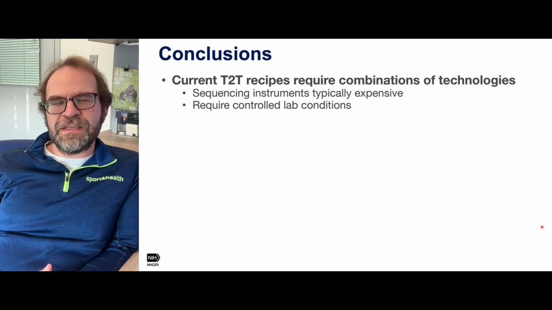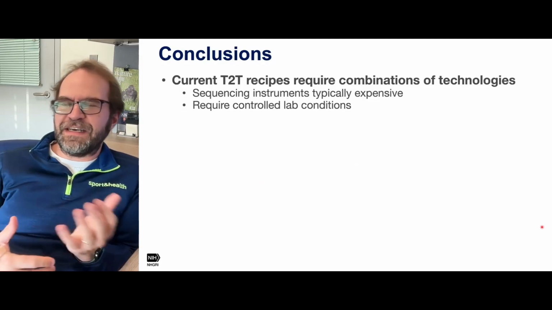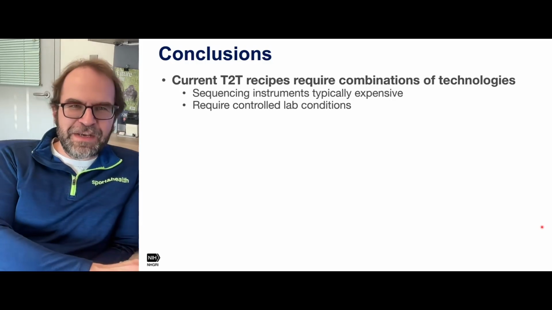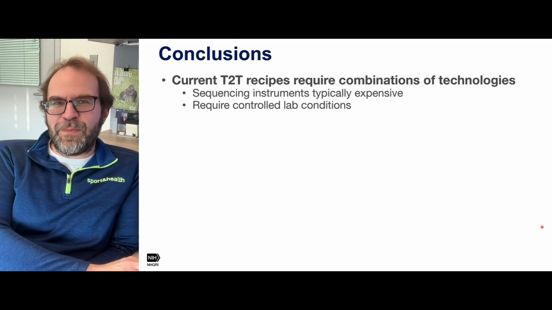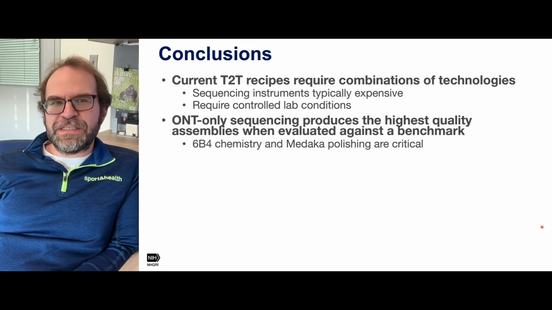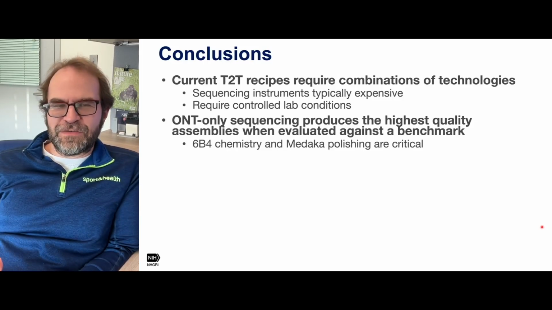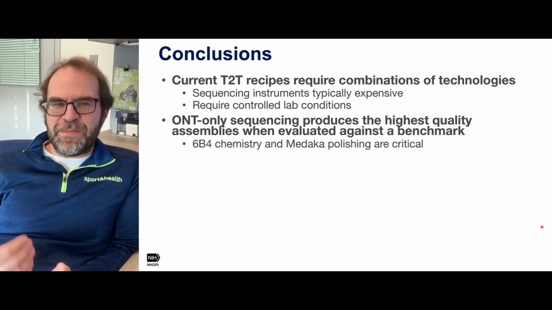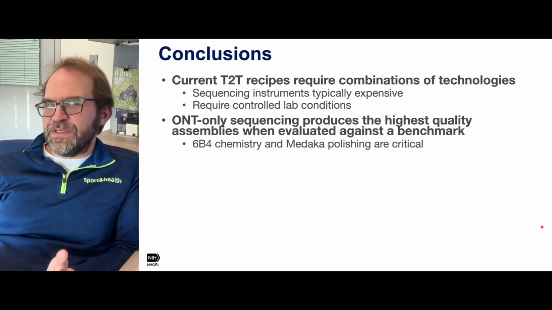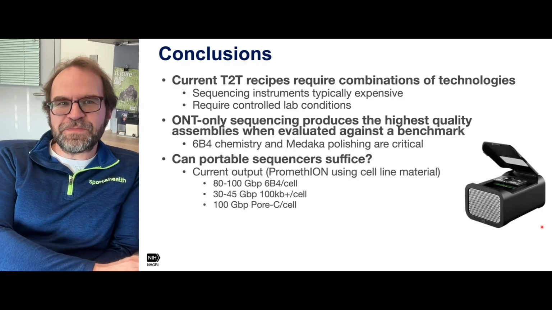So in conclusion, the current T2T recipes as they stand require this combination of technologies: it needs hi-fi, it needs ONT, it needs Illumina, Hi-C, and that can be difficult to reproduce in a small lab or around the world. But as I showed you, ONT sequencing actually produces the highest quality assembly we can evaluate against this truth benchmark. And this APK or V14 chemistry and Medaka polishing are critical. Without that, your assembly just has too many errors. It's not as accurate, even though it's contiguous.